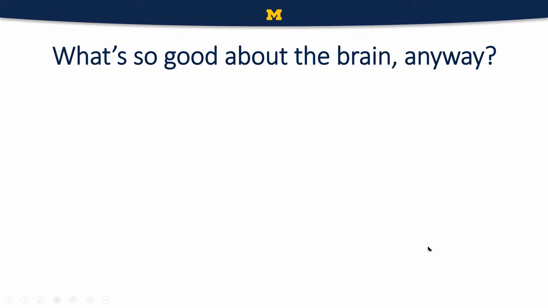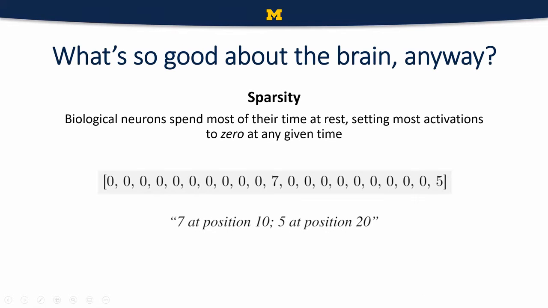Now, the next S that I want to dig into is sparsity, right? Biological neurons spend most of their time at rest, setting most of their activations to 0 at any given time. And I think that was made clear by the previous slide where we had all those zeros, a 1, spike time, and then a bunch of other zeros. Unsurprisingly, it's a lot more efficient for me to describe this list as 7 at position 10, 5 at position 20. It would be super redundant for me to list everything out to you and say 0, 0, 0. That's just pointless. It's a waste of everyone's time.